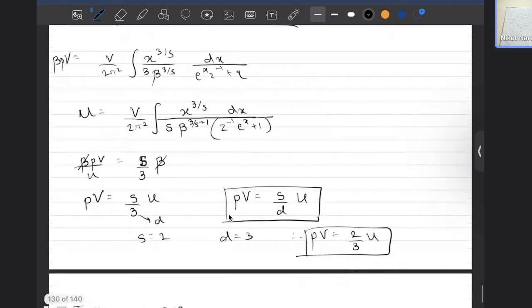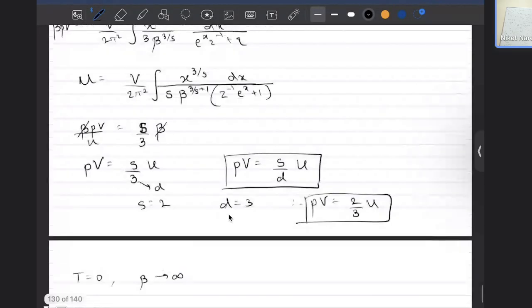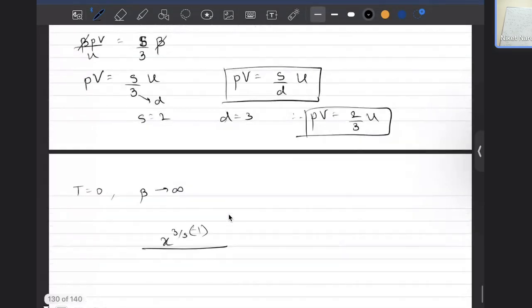these integrals, we have x raised to power 3 by s. We may have minus 1 or not. Let's keep this in the bracket. Divided by e power x z inverse, plus q. For fermions, q is 1. So plus 1. This is the integral we want to evaluate.